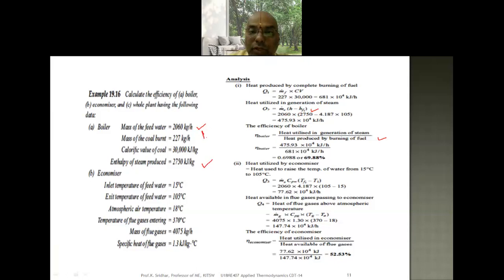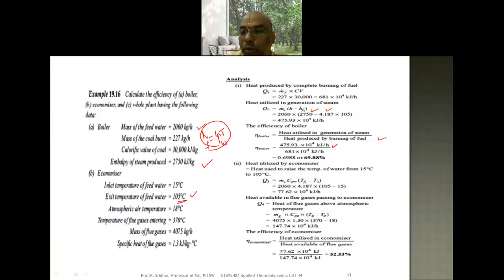Because you know that hf is nothing but cp into T, that is the formula to calculate hf. The cp value of water is 4.187, into the temperature. The temperature is given as 105 degrees centigrade. So now you get the heat utilized in the generation of the steam, which is equivalent to so and so.